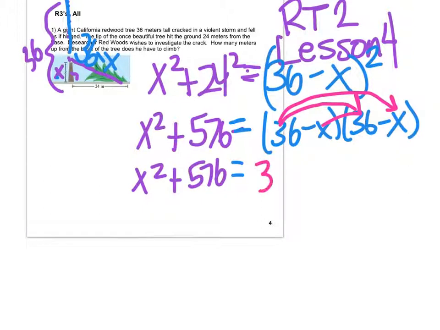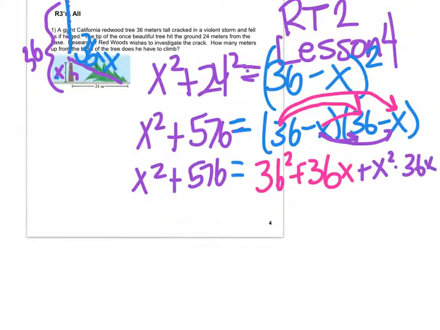So you will have 36 times 36 plus 36. Oh, no, that's wrong. This is 36 subtract 36x. I'll just put that little negative in front. And then I also have to take the negative x times this and times that. So I'll end up with plus x squared and subtract 36x. So when I look at this, I can now add some like terms here. These two become negative 72x.